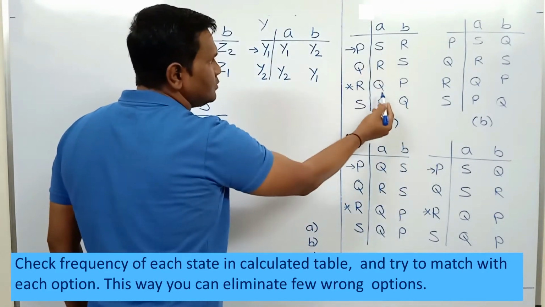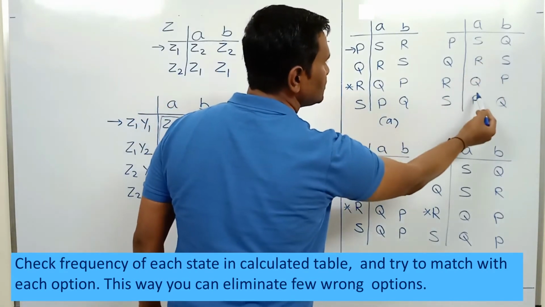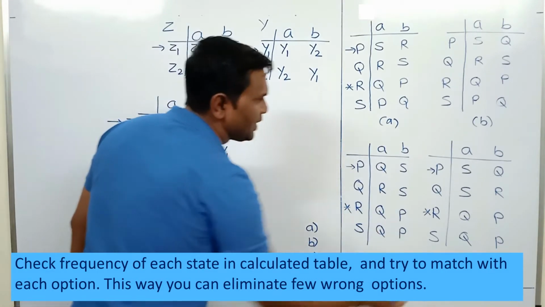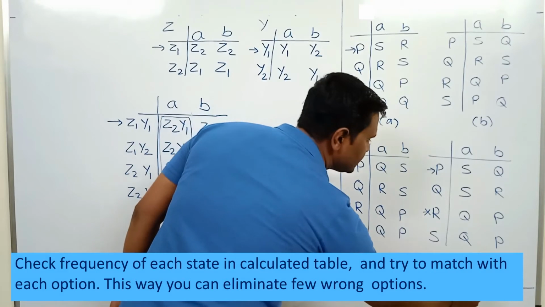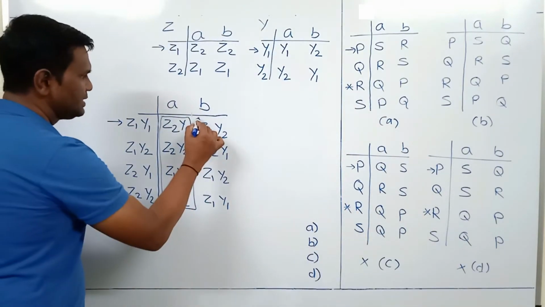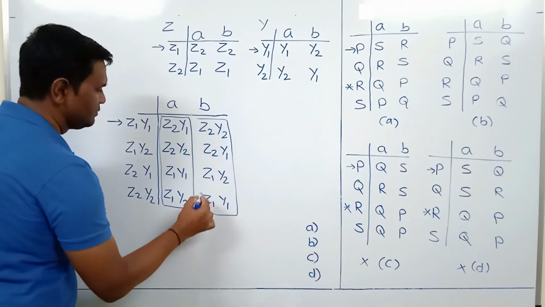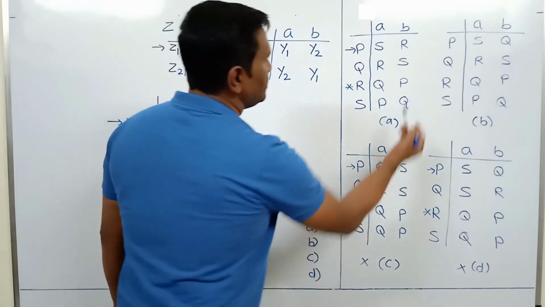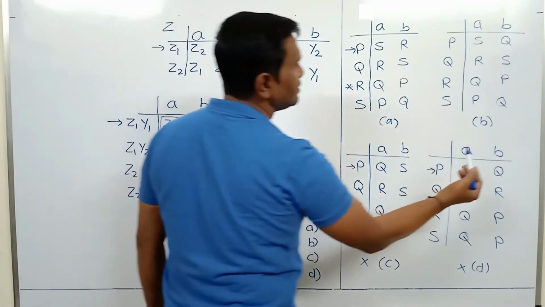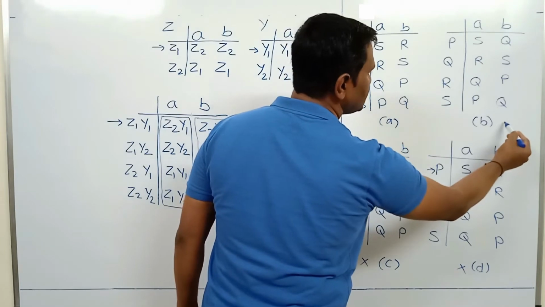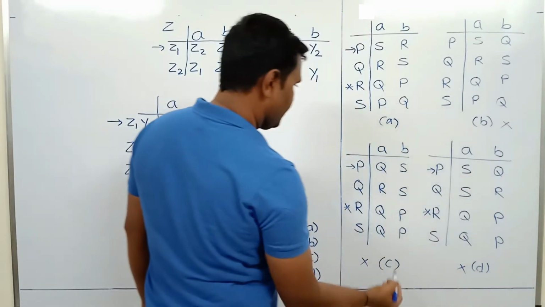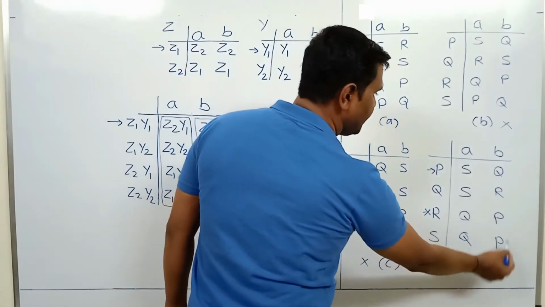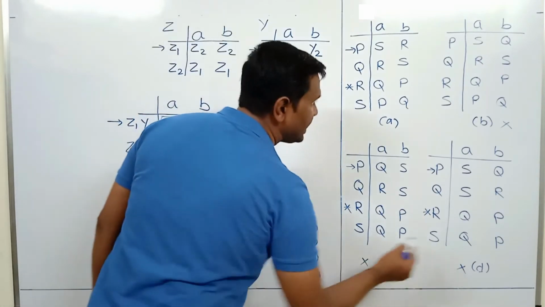Now in this column no state is repeating, in this column no state is repeating, in this column state Q has repeated, so this is not correct answer. Here also S is repeating, Q is repeating, this is not correct. Now in this column also there is no repetition of state. 2 2 2 1 1 2 1 1. So in this column no state is repeating, in this column Q is repeating, so this option is also not correct. Here S is repeating, P is repeating and here P is repeating. So these options we already have ruled out.